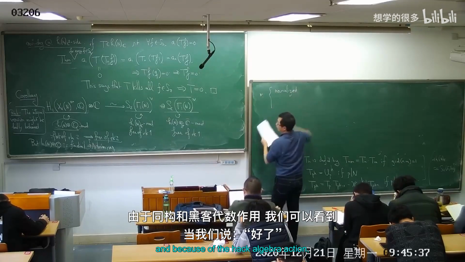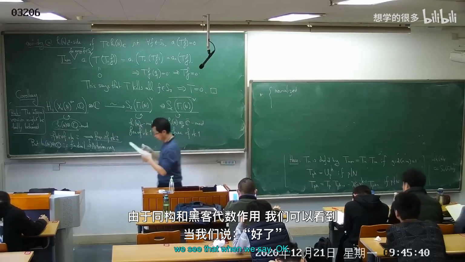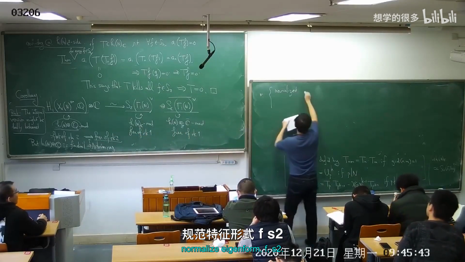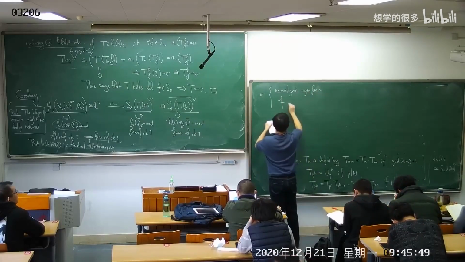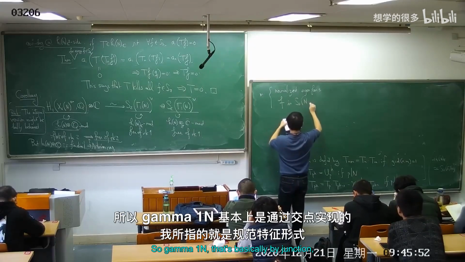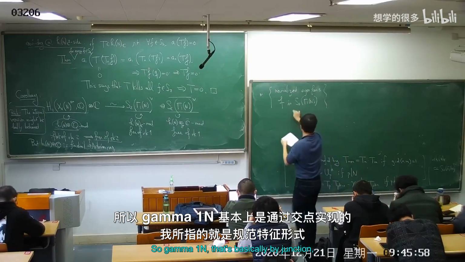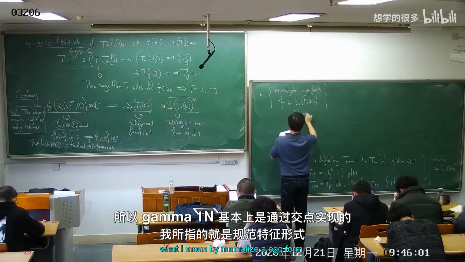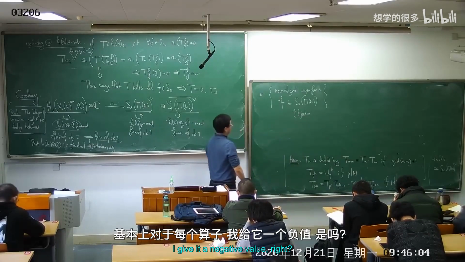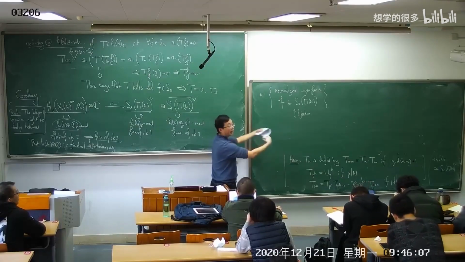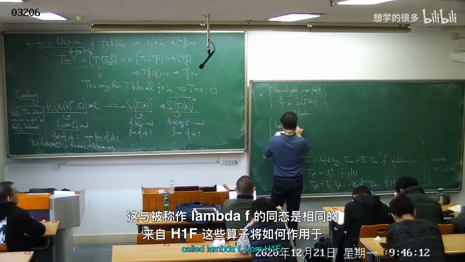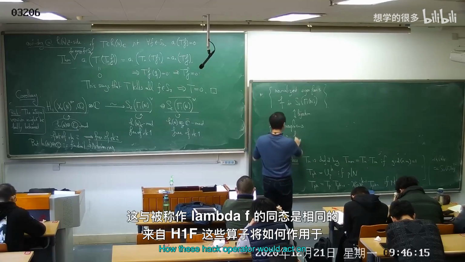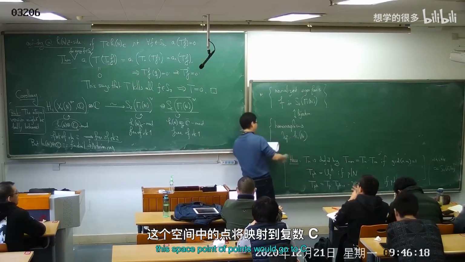Because of the isomorphism and the Hecke algebra action, we see that normalized eigenforms in S2(Γ1(N)) are basically in bijection with homomorphisms. What I mean by a normalized eigenform is that for each Hecke operator, I give it an eigenvalue. So that's the same thing as a homomorphism λ_f from the Hecke algebra H1 to C. How the Hecke operators act on these spaces of modular forms, we'll go on to see.